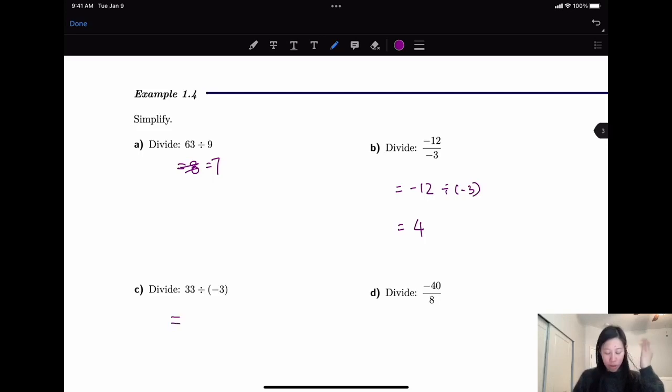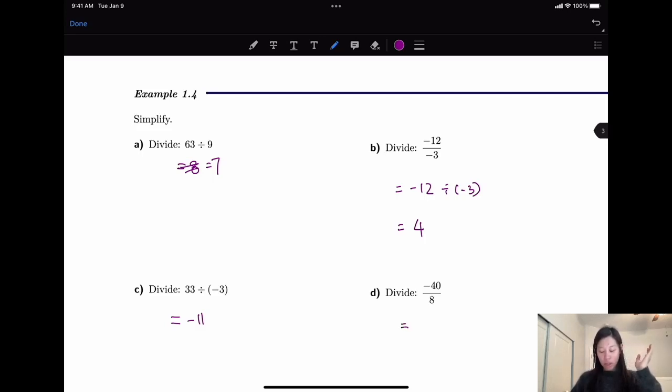And then here, 33 divided by negative 3. One positive and one negative, so we get a negative number. And then 33 divided by 3, we have 11. So the answer would be negative 11.